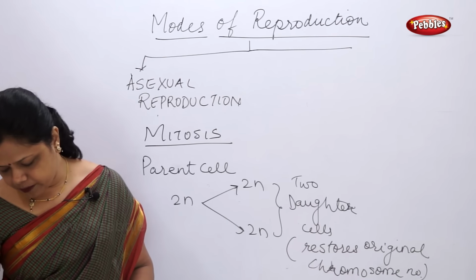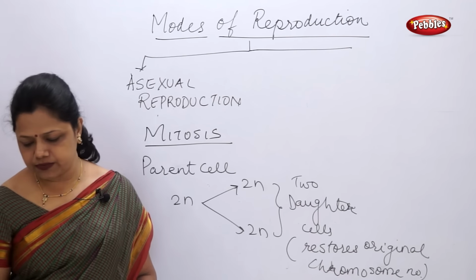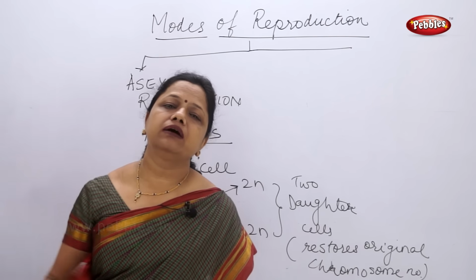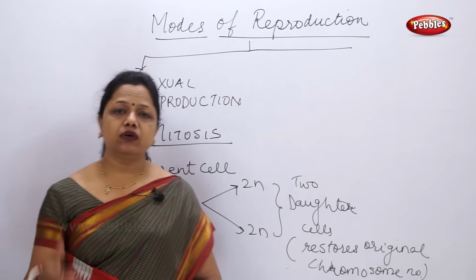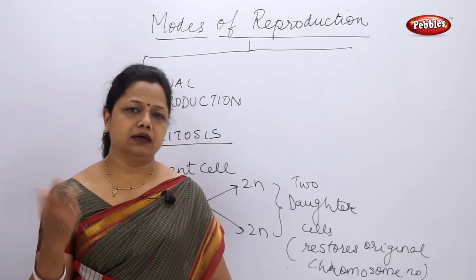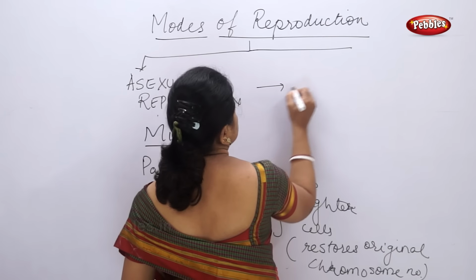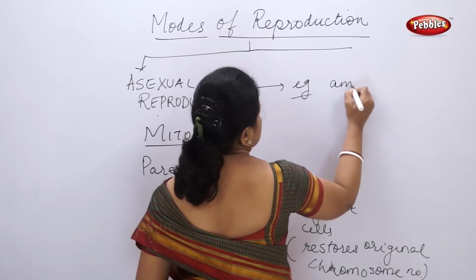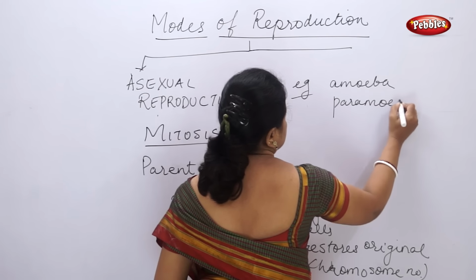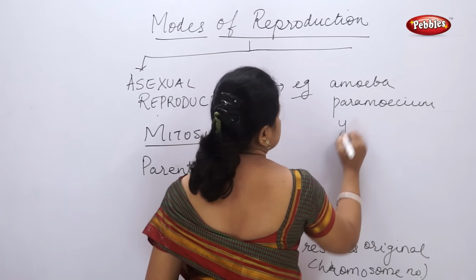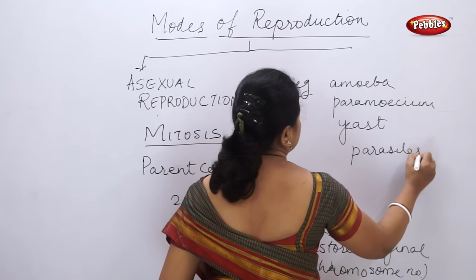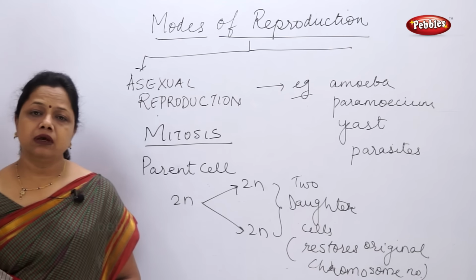Now there is a question on page 148 in blue box. Name some animals and plants that reproduce asexually. Now since we are learning the asexual reproduction, we want to know some examples of asexual reproduction. Asexual reproduction is seen in, you can say examples, in amoeba, then in paramecium, then in yeast, in parasites. So these are the examples of asexual reproduction in animals.